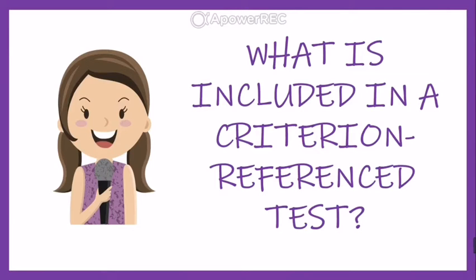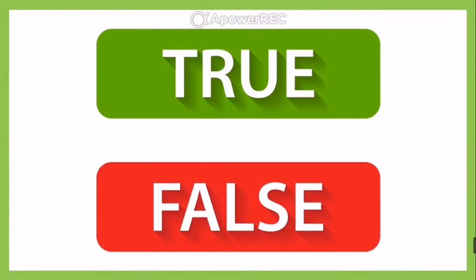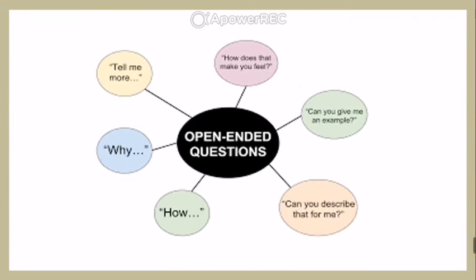Let's continue. What is included in a criterion-referenced test? Criterion-referenced tests may include multiple choice questions, true or false questions, open-ended questions, for example, questions that ask students to write a short response or an essay, or maybe a combination of the question types that I previously just said.